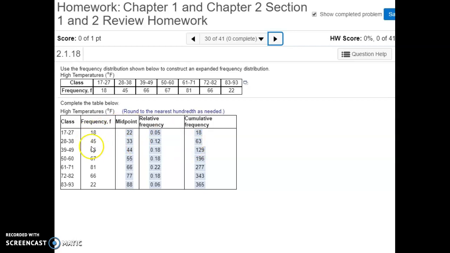After the next class, you've added another 66 in, so it's a total of 129, and so on. And so you can see here from this one that's finished, that total, what all those add up to, should be 365. Because after we've gone through all the classes, it's showing that we've accounted for 365 data values.